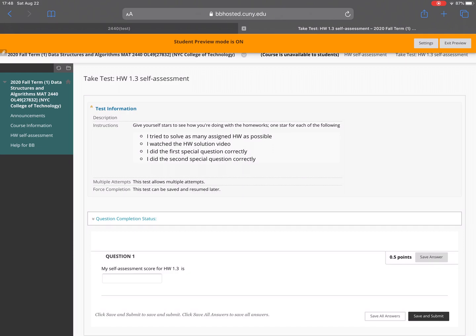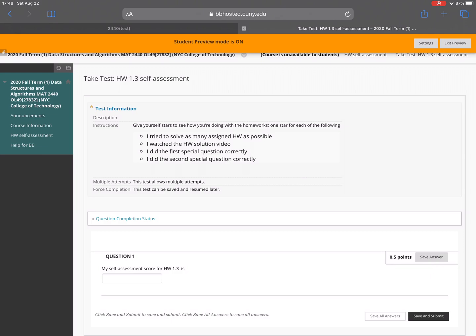Say I did the first special question correctly. Yeah, I did everything correctly, but then at the end I made a silly, stupid mistake. I wrote it wrong. What should I do? Well, if you really think you did it correctly, okay, fine. It's not really a grade. It is assessing yourself. Understand the word: assess means how am I doing? Am I doing okay?